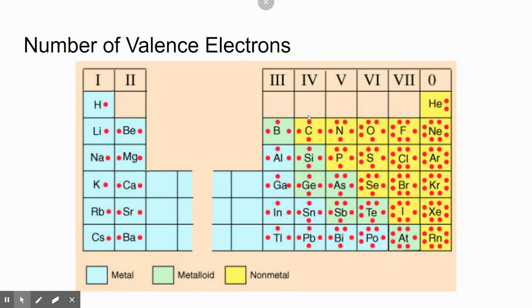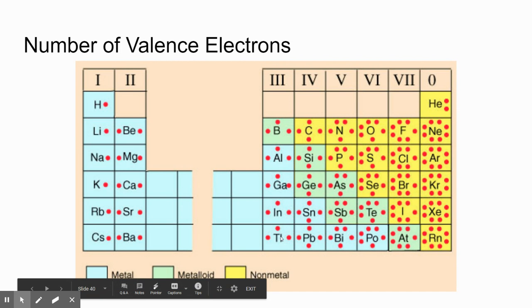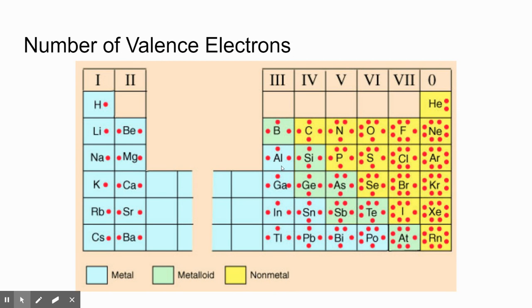Then if we look at group 13, 13 has 3. So is it easier to lose 3 or gain 5? Well, 3 is less than 5, so it's easier to lose 3 than to gain 5. So these are going to lose 3. Boron will then have 2 in its outer shell, and then aluminum, gallium, indium, and thallium will all have 8 in their outer shell.